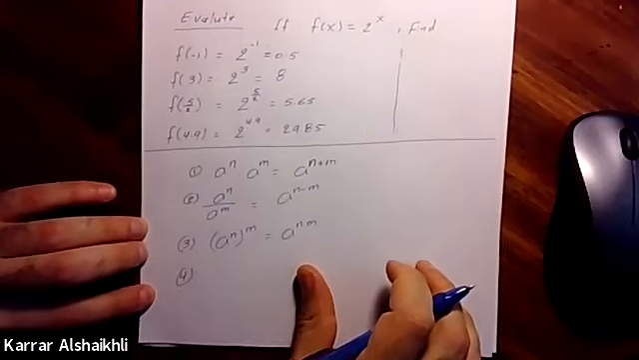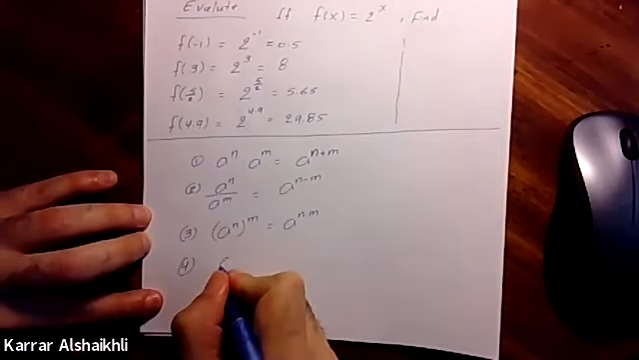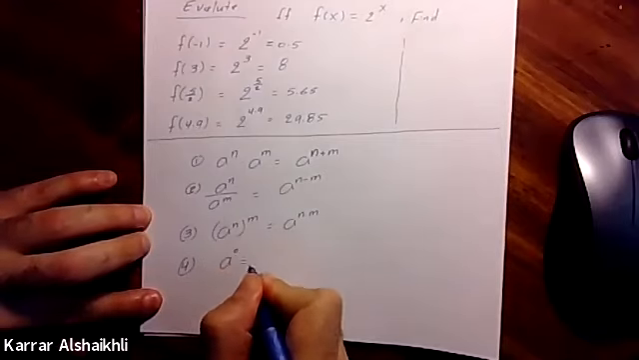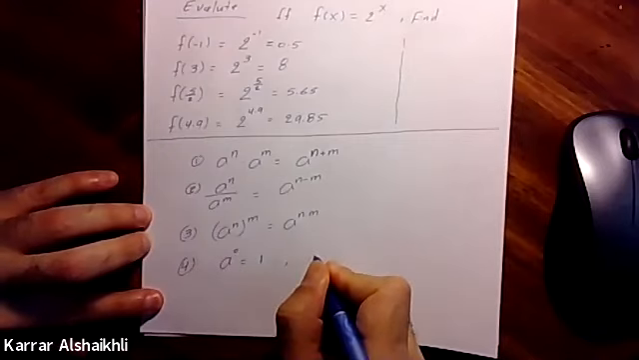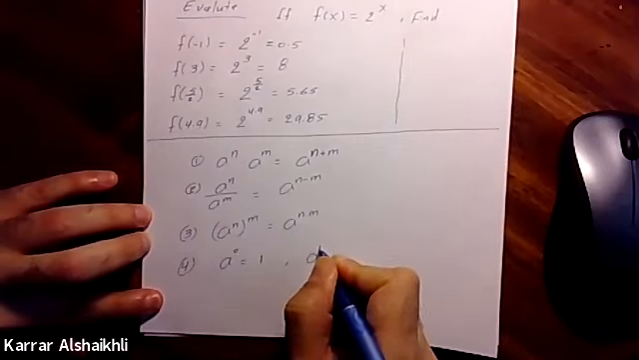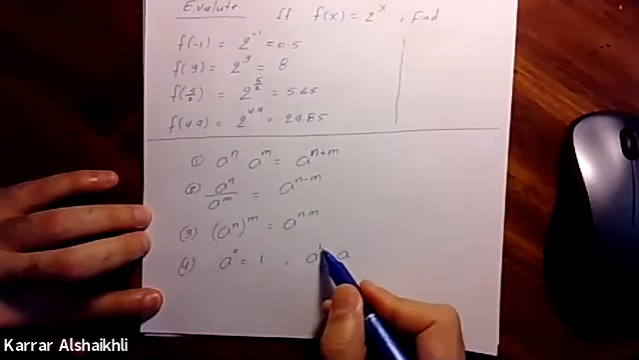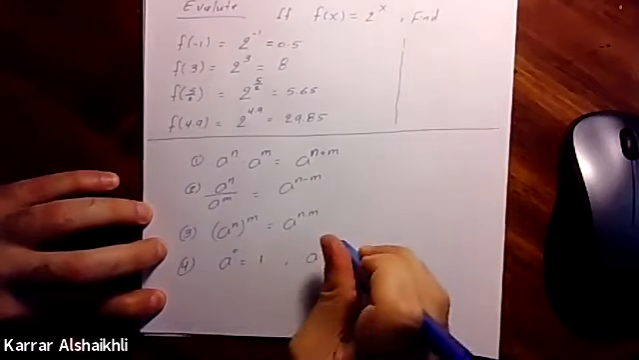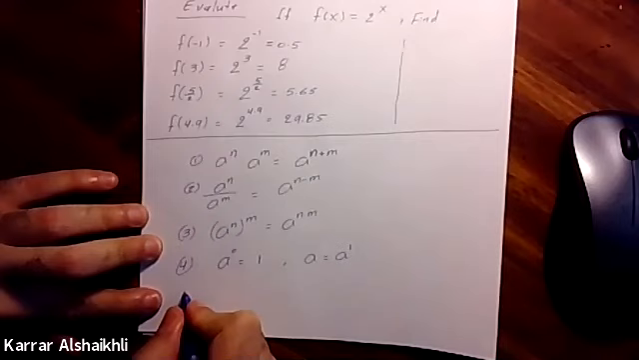Number 4, these are the important rules. We're going to use them when we try to solve the exponential function. If you have a number with exponent 0, it's always going to be 1. And if you have a number with exponent 1, that means it's just the number. So if there is no exponent, that means the exponent is 1.